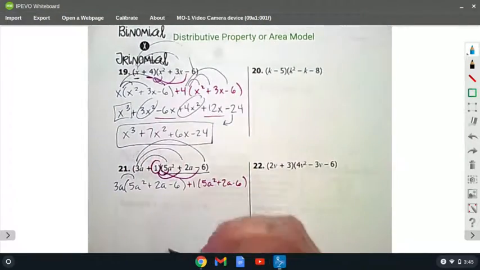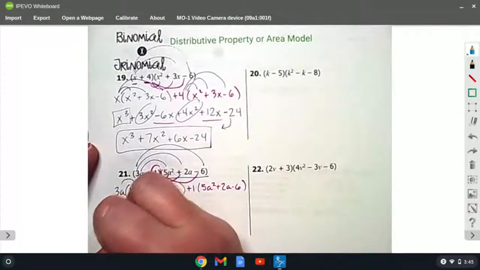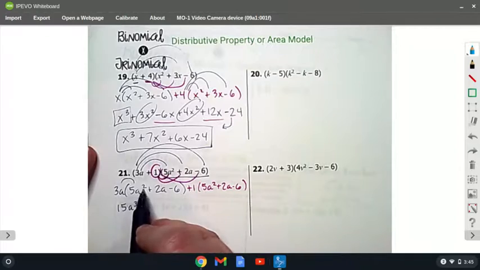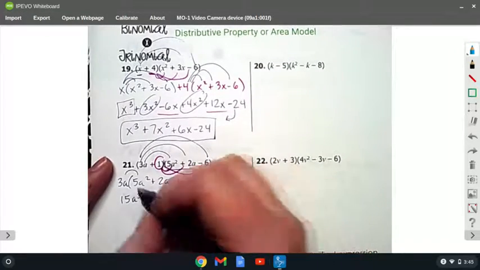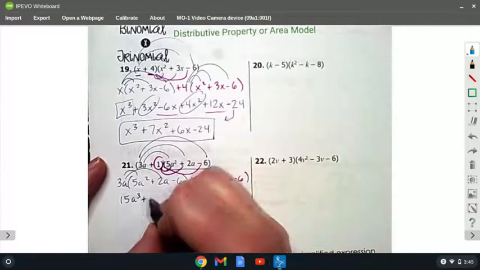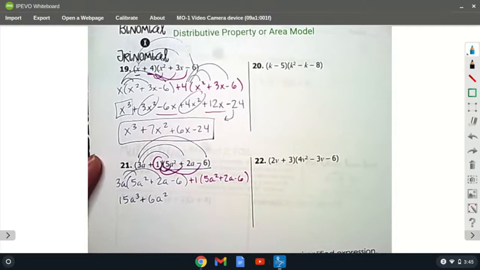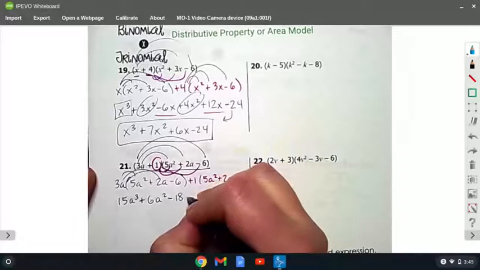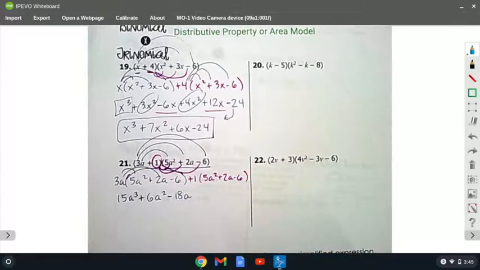So I'm going to do 3a times 5a squared. That's going to give me 15a to the power of 3. So I'm multiplying that 3 times 5 to get 15, adding those exponents 1 and 2 to get 3. Then 3a times 2a is going to give me 6a squared. And 3a times negative 6 is going to give me negative 18a.